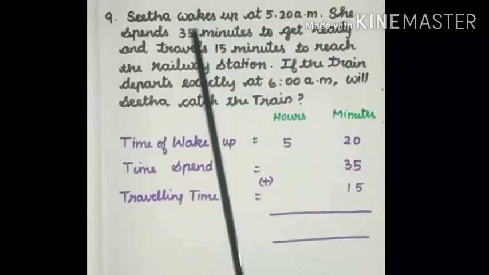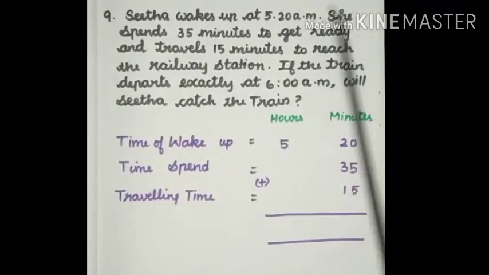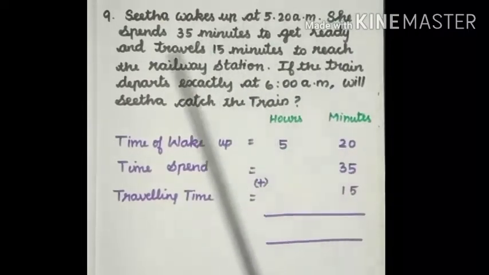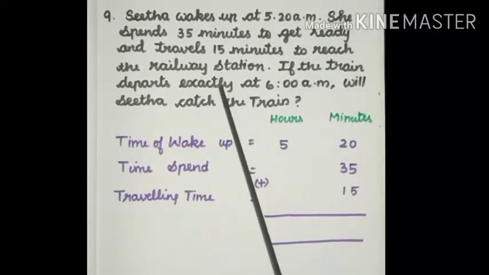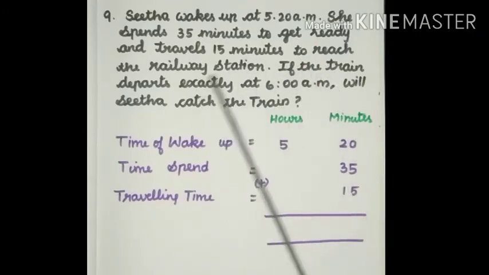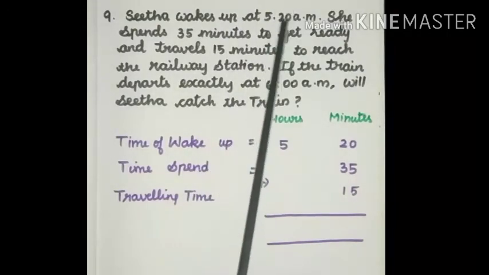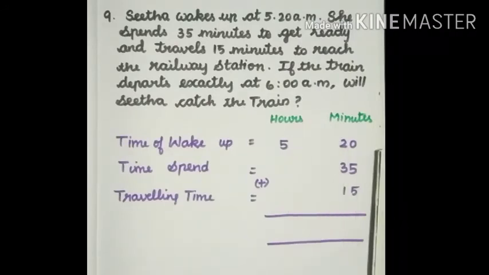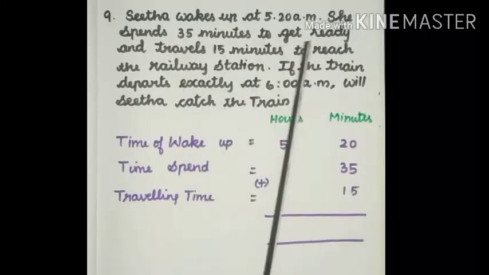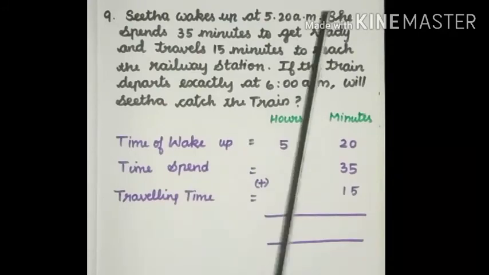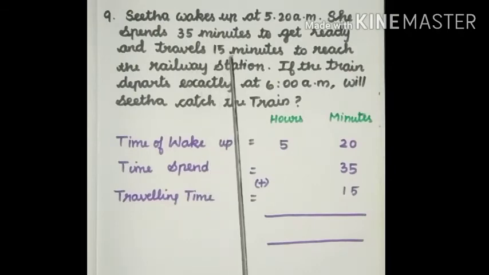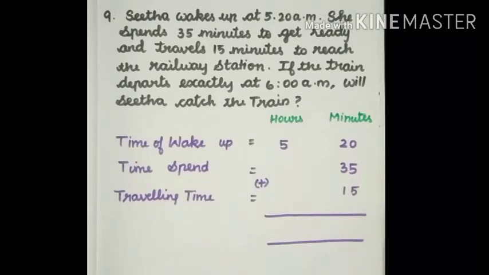Ninth question. Sita wakes up at 5:20 a.m. She spends 35 minutes to get ready and travels 50 minutes to reach the railway station. If the train departs exactly at 6 a.m., will Sita catch the train? See, here the given question is Sita wakes up at 5:20 a.m., that is 5 hours 20 minutes. And time spent to get ready is 35 minutes. Traveling time, that is she travels 50 minutes to reach the railway station.